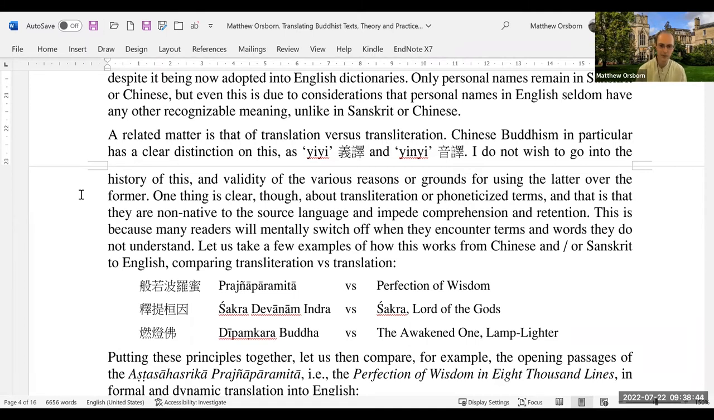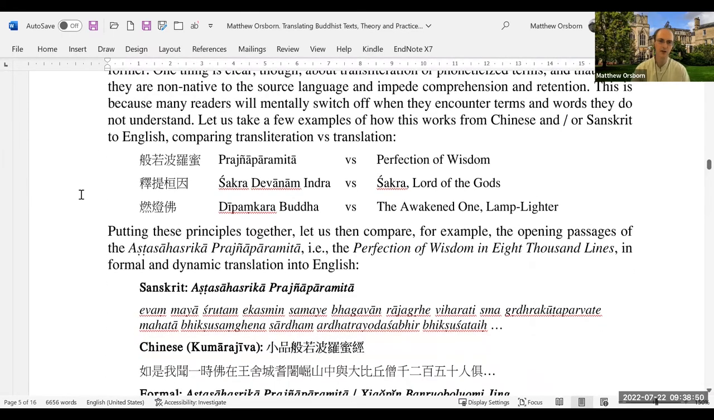So let's take a few examples of how this works, say, from Chinese or Sanskrit into English, comparing transliteration versus translation. In Chinese, we might have bore boluomi, and this will often get rendered into Sanskrit as prajnaparamita, versus, say, the English "perfection of wisdom." Then Shidi Huanyin, Shakra Devanam Indra. A lot of people, because this is phoneticized, think that this is a name. It's not really a name. The only name is the word Shakra. Devanam Indra means Lord Indra of the gods, devanam, because this is a plural genitive.